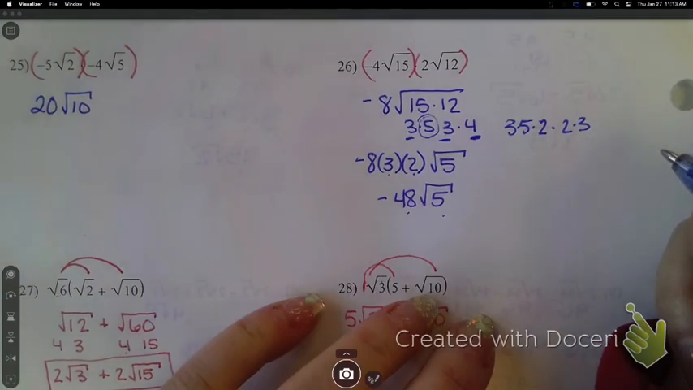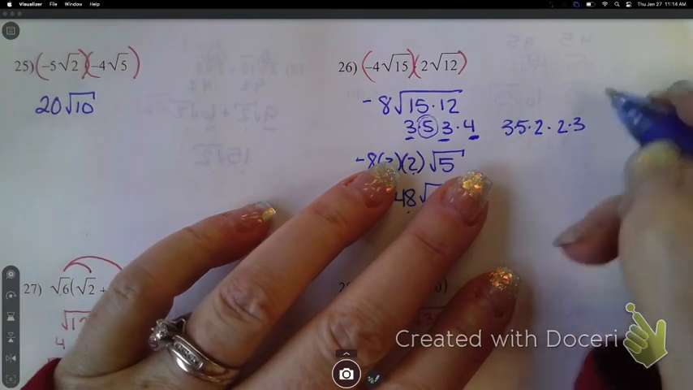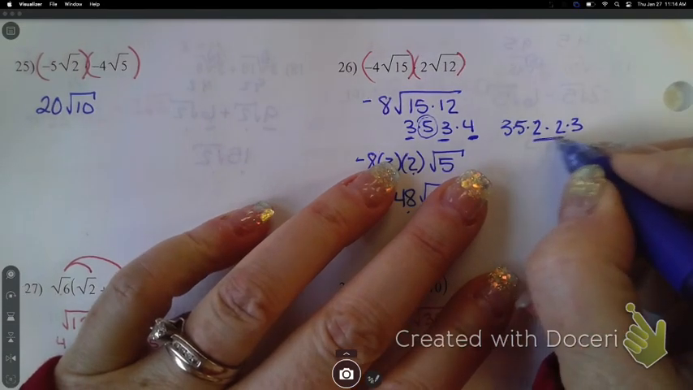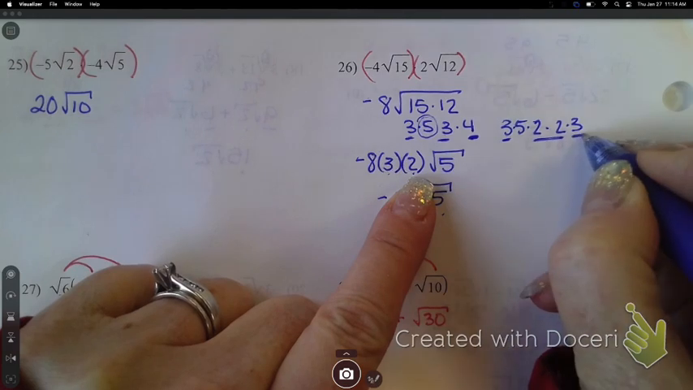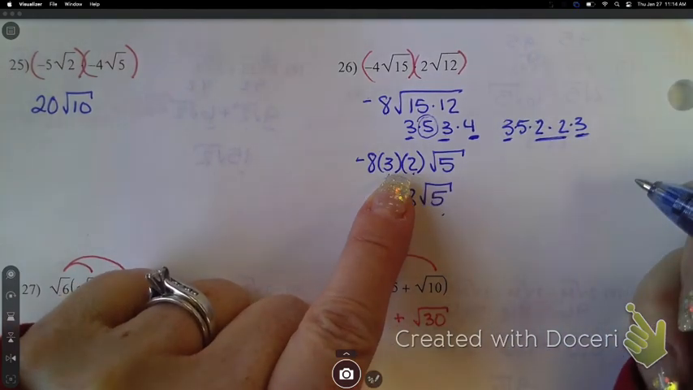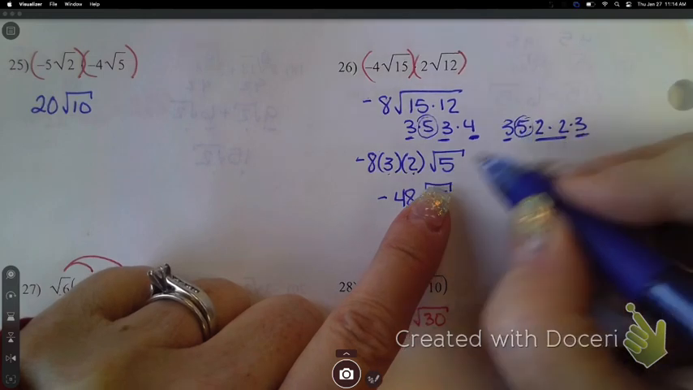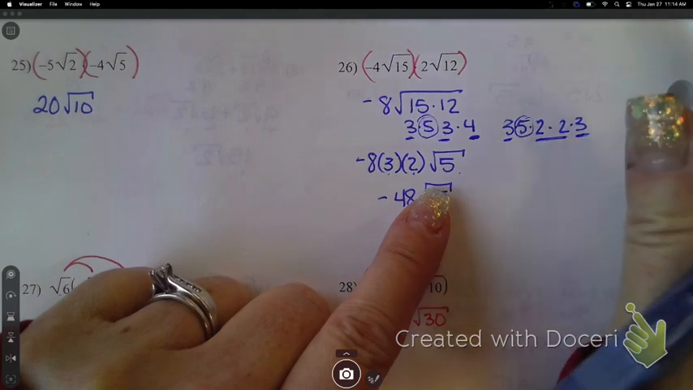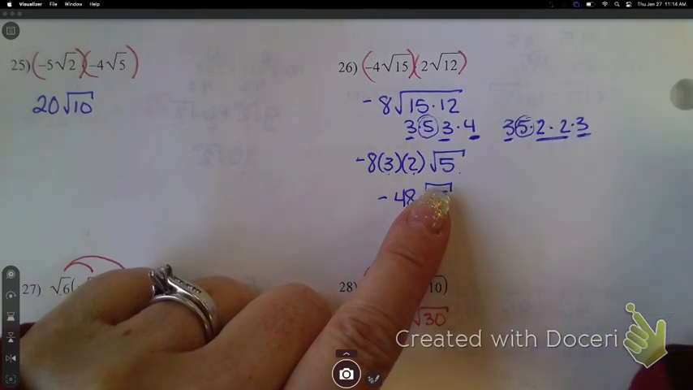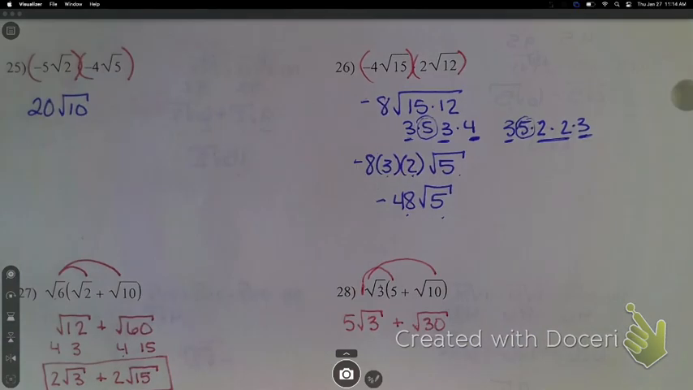If you did this, Henry, you would have a set of 2's. Right there is my 2. And a set of what? 3's. There's my 3. And the square root of 5 has to stay in the square root. You just need to keep breaking down, or look for those perfect squares. Does everyone understand what a perfect square is? Henry, do you understand what a perfect square is? Okay, so look for them.